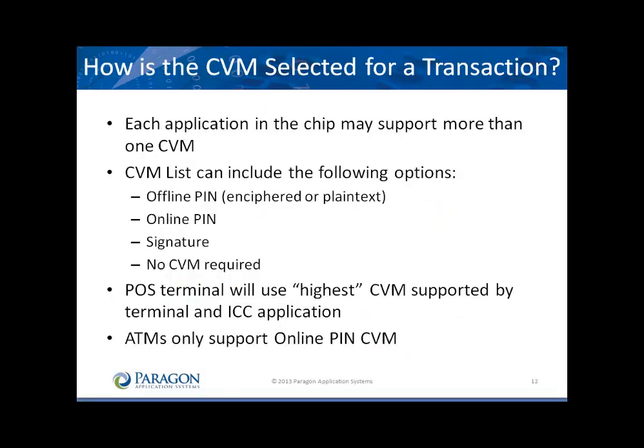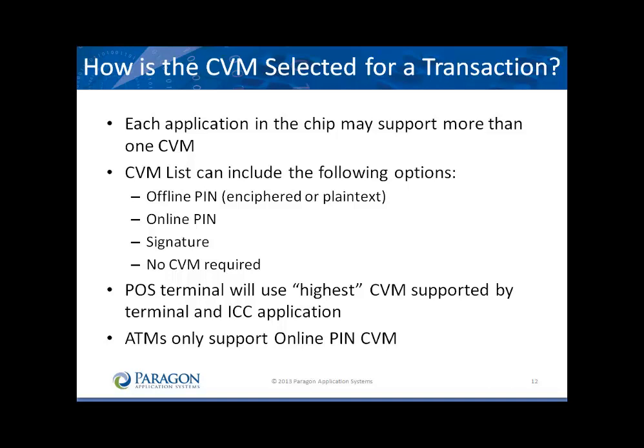Each application in the chip may support more than one CVM, so there is a CVM list in the chip for each application to indicate which CVMs that application supports. The hierarchy of the CVMs may be based on business needs of the issuer, for example, which CVMs the issuer thinks will be used the most by the card. A chip-enabled POS terminal will also support a CVM list. The terminal will attempt to use the CVM that's highest in the list that is supported by both the terminal and the chip application.